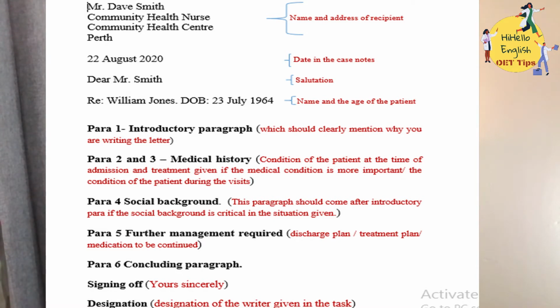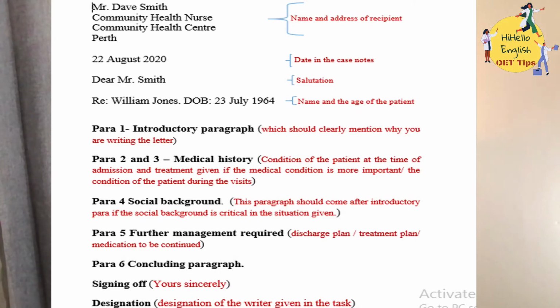It is better to write the date in expanded form. Then the salutation. Here you can write the title, that is Mr. or Miss or Doctor, taken from the task, followed by the surname. Next, you need to write the full name of the patient you are referring and his age. You can either write his age like 56 years old or age 56, or the date of birth. Though these are minor things, in order to make the letter look complete, these are needed.